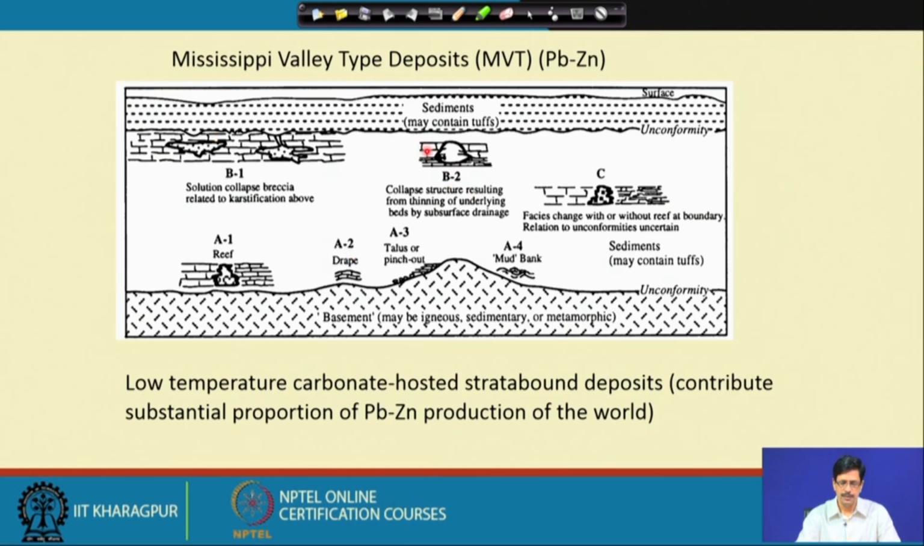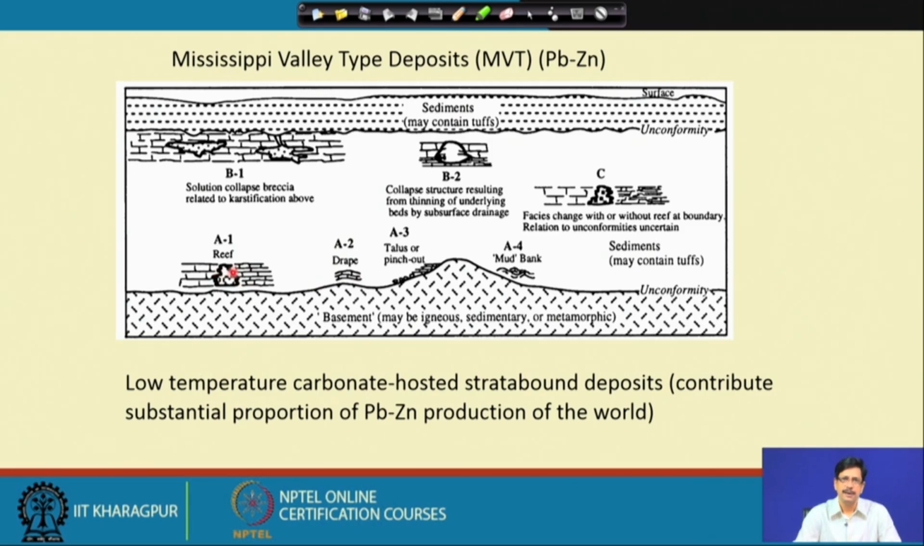Situation 2 could be a collapse structure resulting from thinning of underlying beds and subsurface drainage, and here it could be a facies change with or without a reef at the boundary, in relation to unconformities. Here, it is not exactly known whether they are related to unconformities, but there is a facies change in the sedimentary horizon and they seem to have been controlled by this process. They could be on a basement high, as shown here: the mud bank, or the talus or pinch-out kind of structure, a drape kind of structure, and the reef in the limestone.